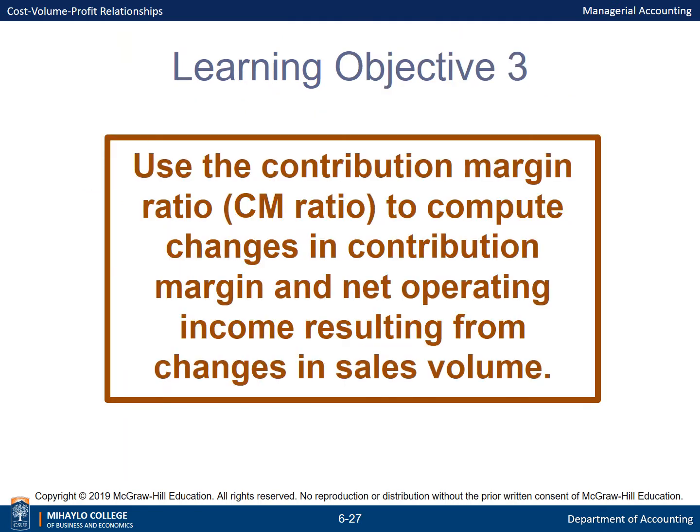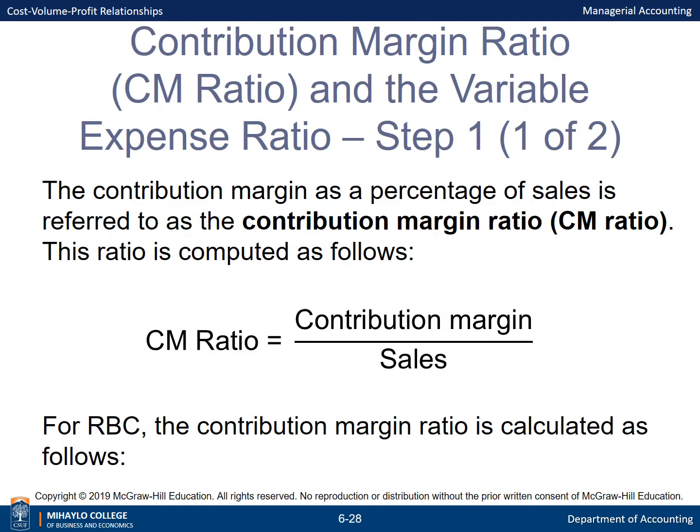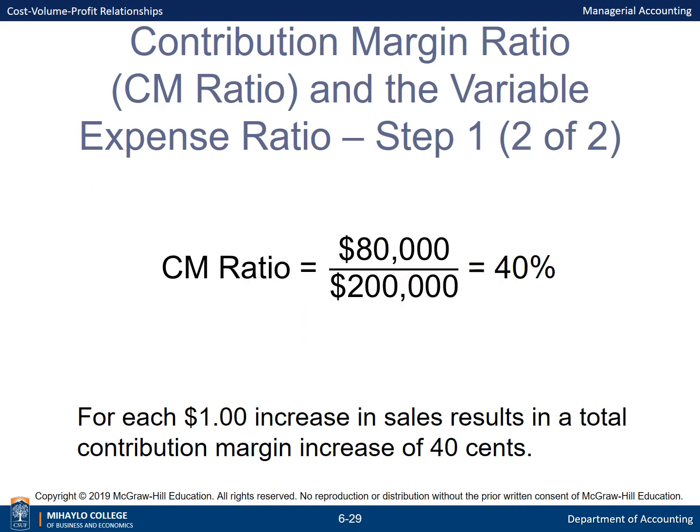Learning Objective 3 is to use the contribution margin ratio, CM ratio, to compute changes in contribution margin and net operating income resulting from changes in sales volume. The contribution margin as a percentage of sales is referred to as the contribution margin ratio, CM ratio. This ratio is computed as contribution margin divided by sales. For RBC, the ratio is $80,000 divided by $200,000, or 40%. Each $1 increase in sales results in a total contribution margin increase of 40 cents.